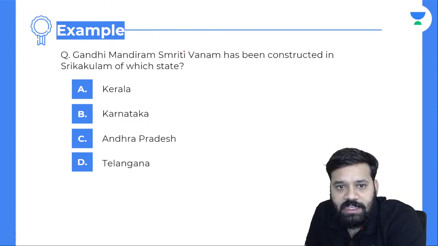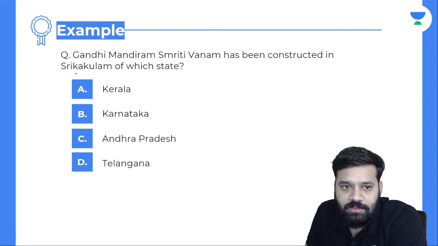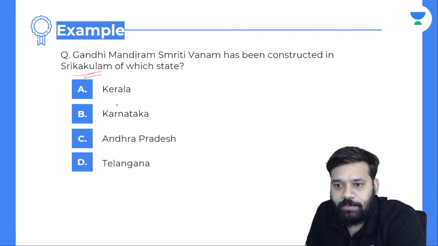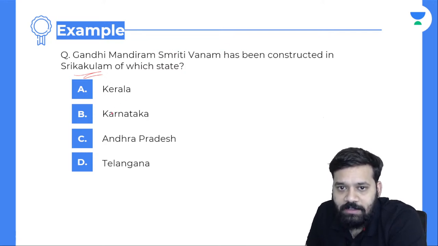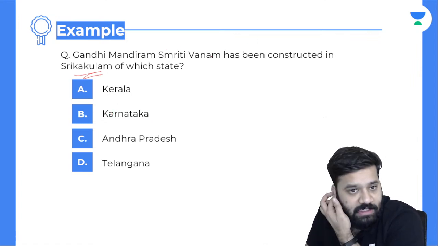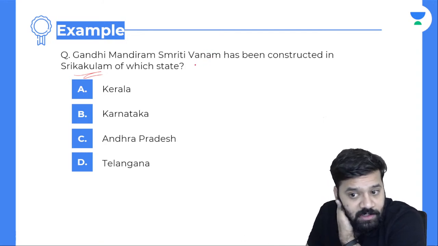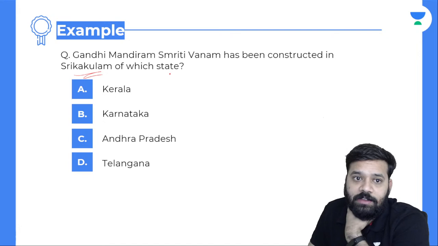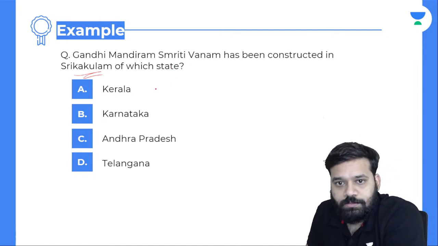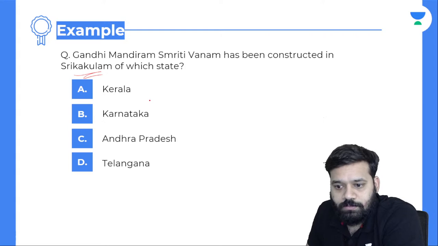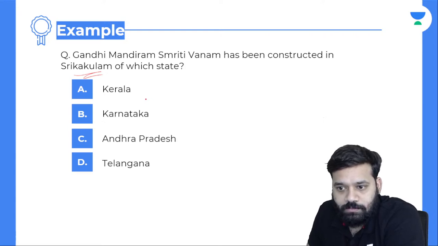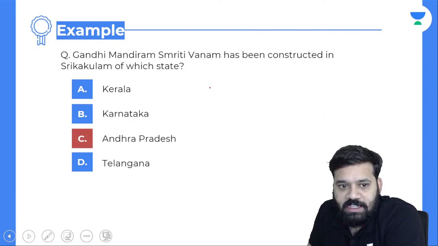Moving forward, Gandhi Mandiram Smriti Vanam has been constructed in Srikakulam of which state? So if you know where is Srikakulam, you will know the answer. Kerala, Karnataka, Andhra Pradesh or Telangana? Yes, Andhra Pradesh is the right answer.